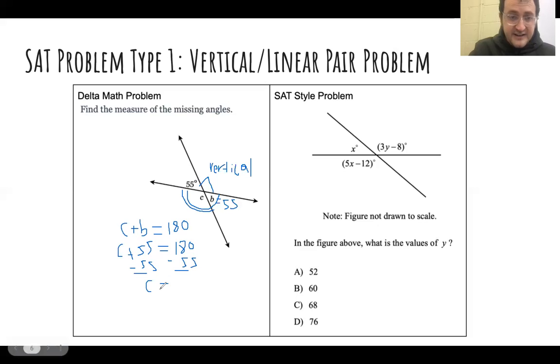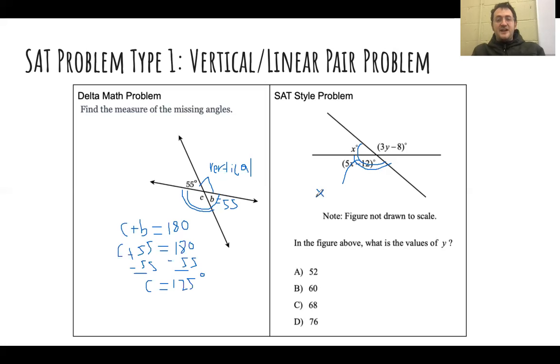And we're going to get that C is equal to 125 degrees. Now, on the SAT style problem, what we notice here is that we have fewer numbers and more variables. But the angle pairs are still kind of the same. So where I would start off is the ones that have the X's in them. We notice that they share the same line.